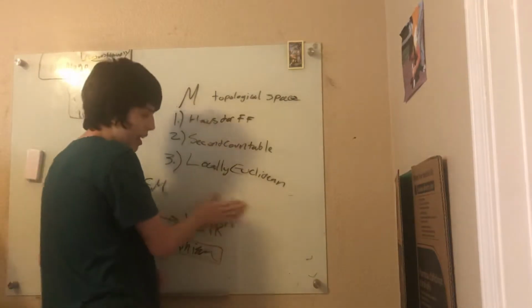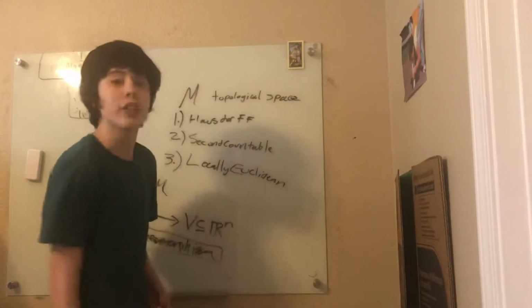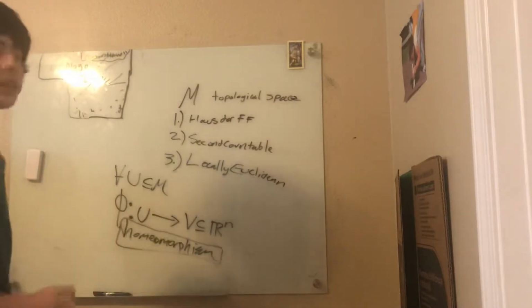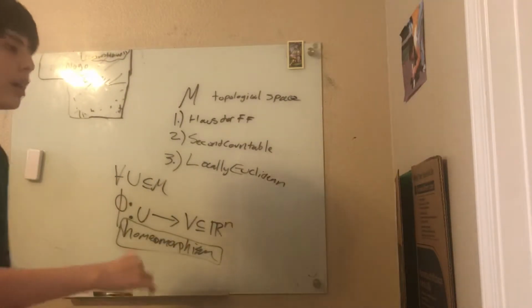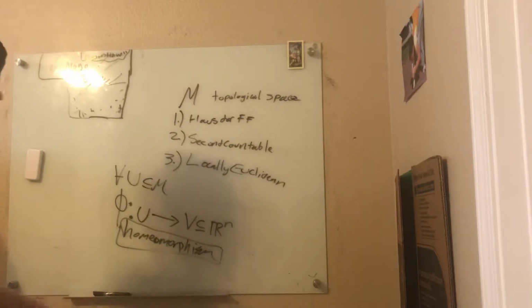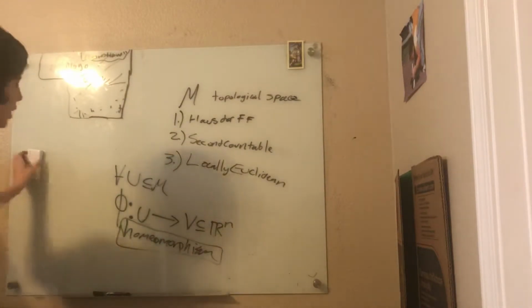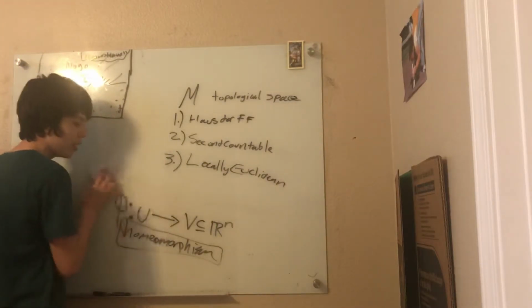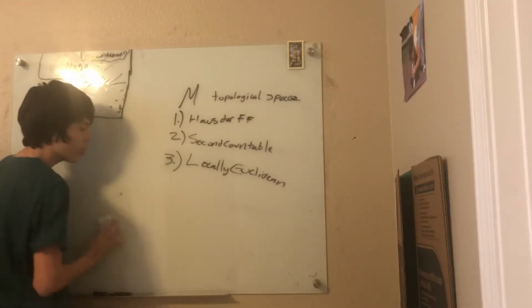And more on that is with the quotient topology. If you want to know why that is so, you could look at the quotient topology, the quotient map, and its properties. Okay, so that's what we mean by locally Euclidean.